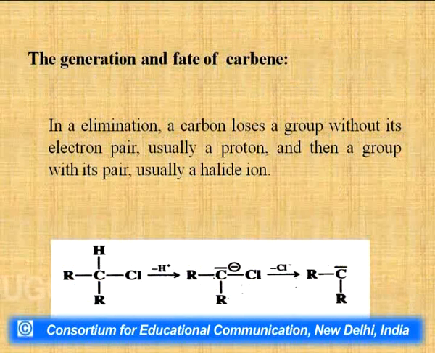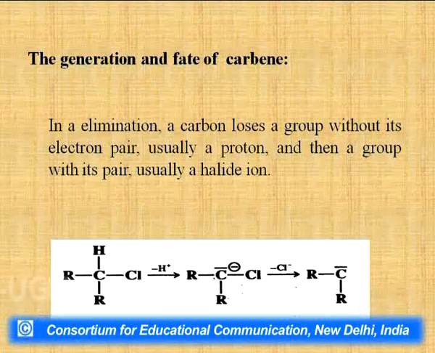Generation and fate of the carbene. How can we generate the carbenes? We have discussed how we can identify whether a particular carbene in a reaction is singlet or triplet. Now we will discuss how carbenes are formed in a particular reaction. The first is the elimination reaction. A carbon loses a group without its electron pair, usually a proton, and then a group with its pair, usually a halide ion. So, in the reaction you can see there is elimination of first a proton and then a chloride ion, and hence formation of carbene.